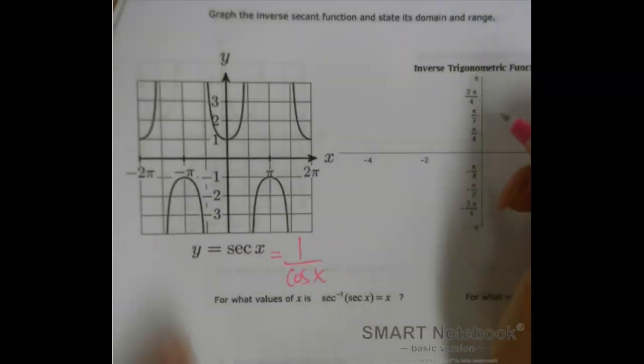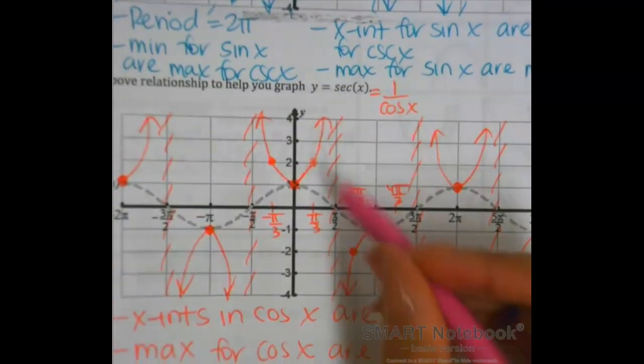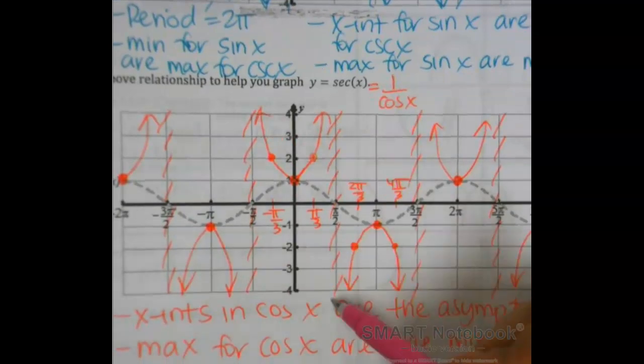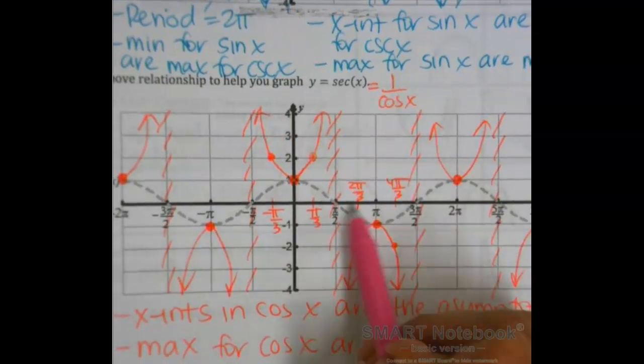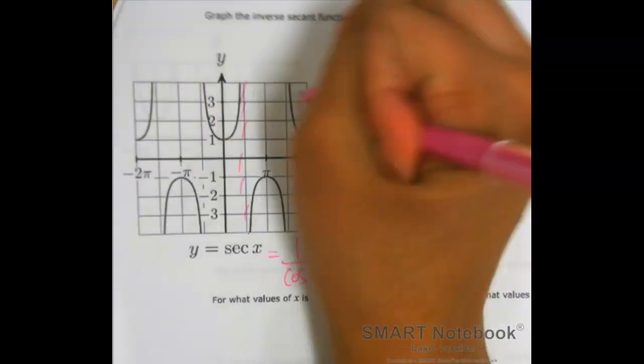Okay, so let's look at the graph. I noticed that when I looked at my packet that I had asymptotes at negative pi over 2, positive pi over 2, and these intervals were about pi units before it went to its next asymptote. So over here, I'm going to make my asymptotes.